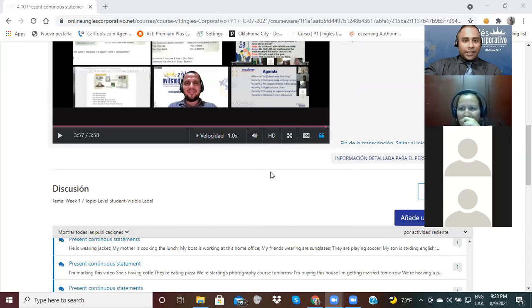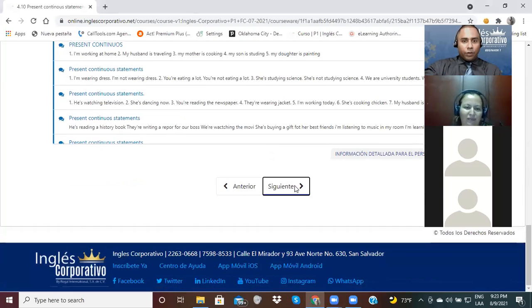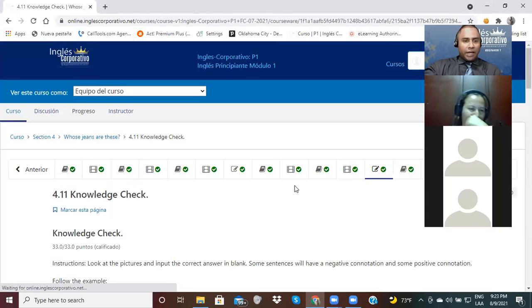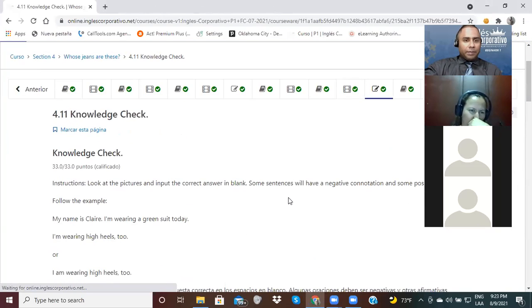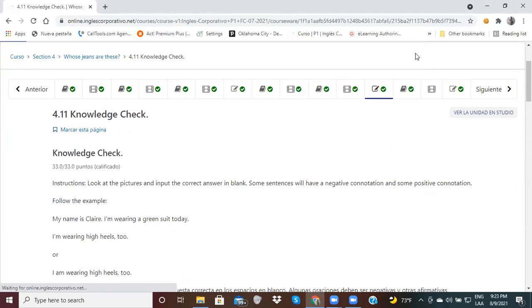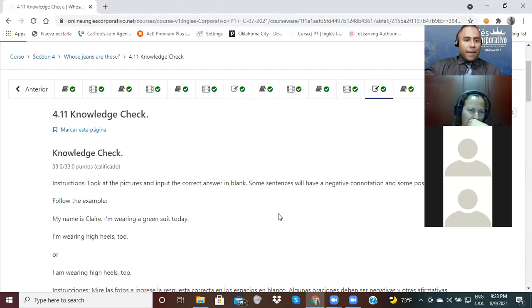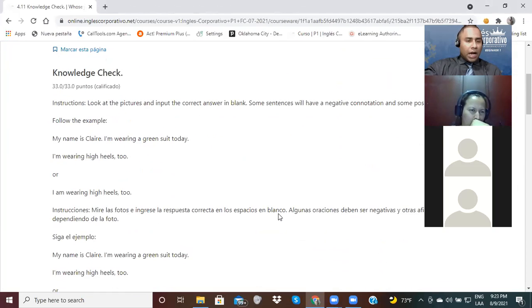Okay. Let's continue, guys. For the next activity, we're going to be looking at section 4.11, instructions. Look at the pictures and input the correct answer in the blank. Some sentences will have a negative connotation and some a positive connotation. For example, my name is Claire. I'm wearing a green suit today. I'm wearing high heels too. Or I am wearing high heels too.